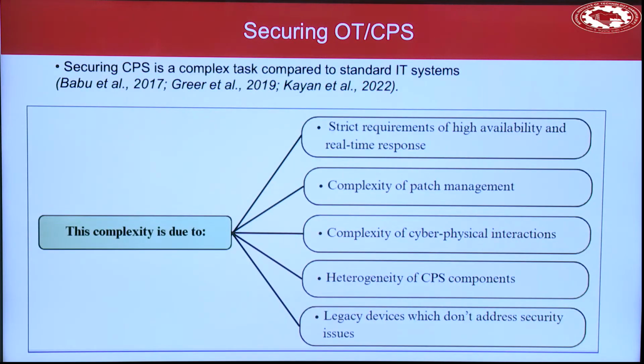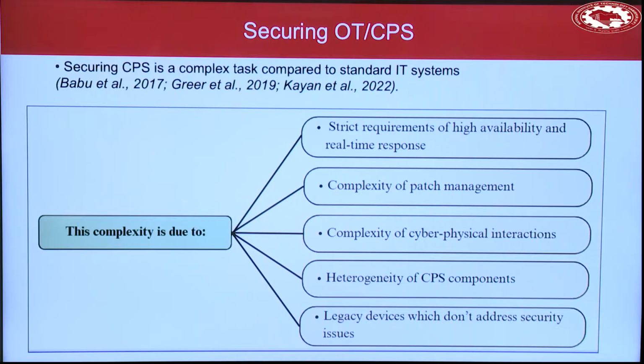So we talk about all these things: strict requirements of high reliability, high availability and real-time response in the OT sector, complexity of patch management, complexity of interactions, heterogeneity of CPS components. We have different types of devices that generate different types of data in different formats, so you can't directly use it. You need converters. You need to bring everything into the same format in order to access your data. And these are legacy devices that don't address security issues.